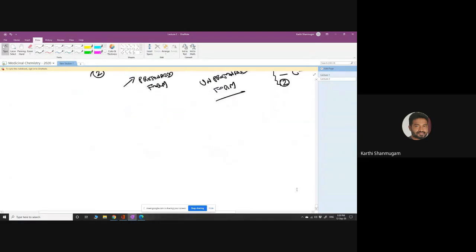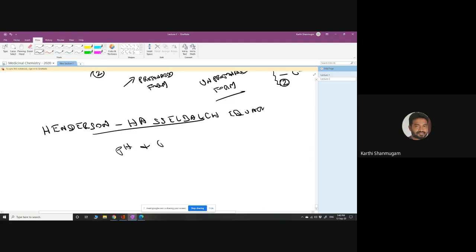So I'm going to introduce an equation called the Henderson equation. You might have studied this in your 12th standard probably. Henderson-Hasselbalch equation. This equation is considered one of the very important equations in chemistry, because it relates pH and pKa.